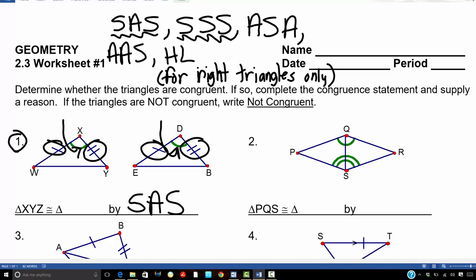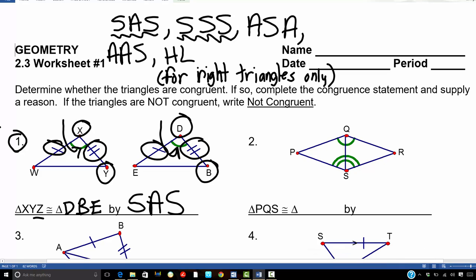Now we just need to write a congruent statement, and we need to match up all the vertices with one another. So X matches up with D. Y matches up with point B. And then Z would have to match up with point E. So triangle XYZ is congruent to triangle DBE by side, angle, side.